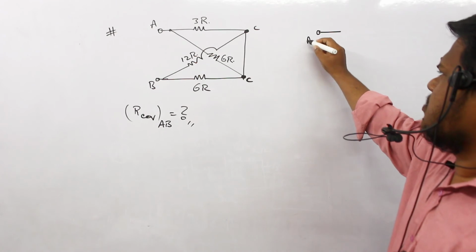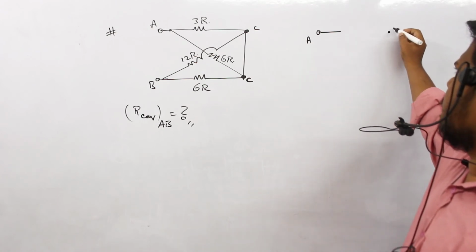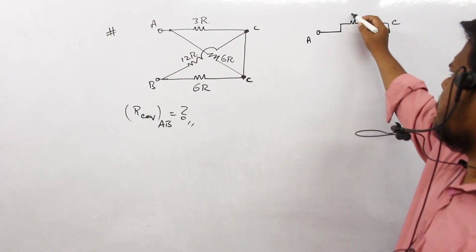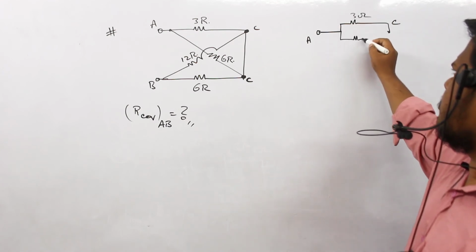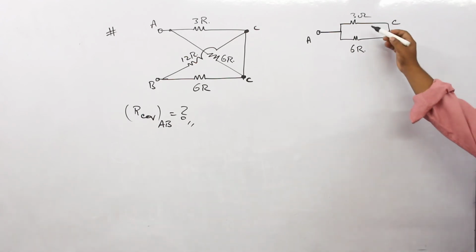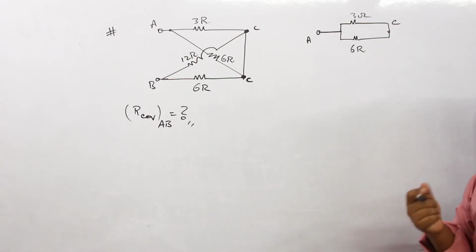Come on. This is terminal A. I am reaching up to terminal C. In reaching up to terminal C, how many resistors are there? One resistor of 3R, and another resistor of 6R. So I have reached up to here. Definitely 3R and 6R are connected in parallel connection.